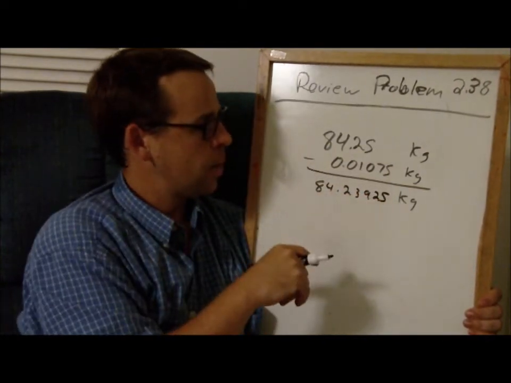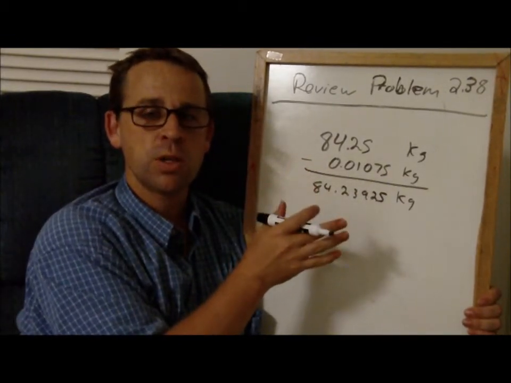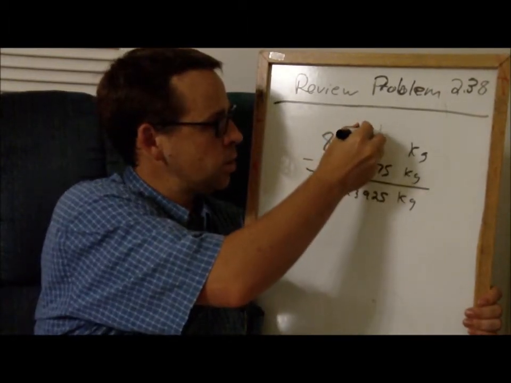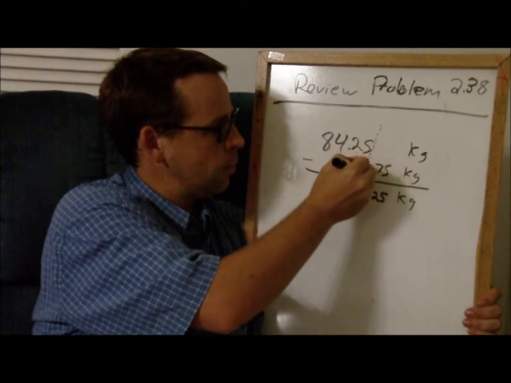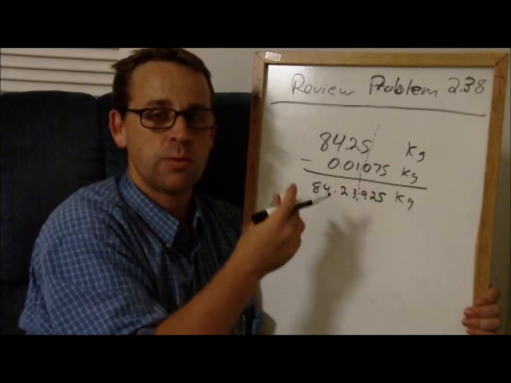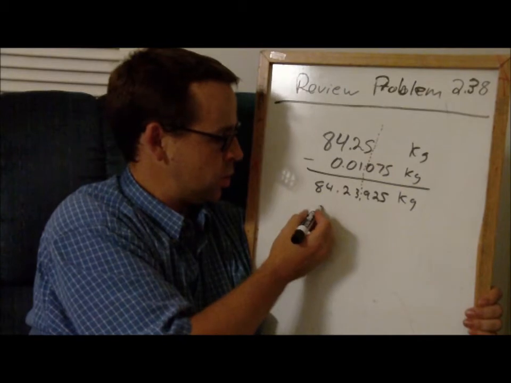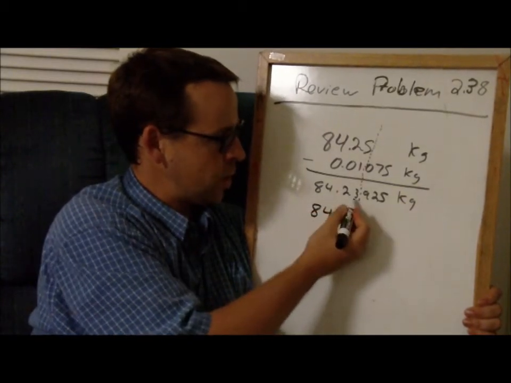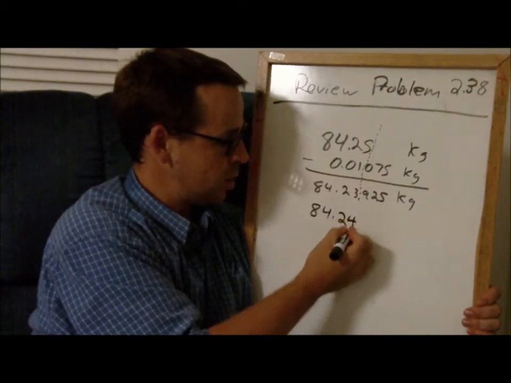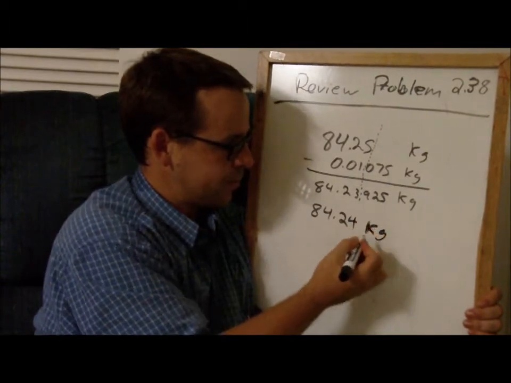84.23925. Now, when we're doing addition problems, we don't determine the number of significant figures. For addition or subtraction, we just look and see which number has the fewest number of significant digits beyond the decimal place, and that's what our answer has to be limited to. So the answer is going to be 84.2, and this 3 is rounded using the neighboring number, so it rounds up to a 4 in this case. So 84.24 kilograms. Kilograms minus kilograms leaves you with kilograms.